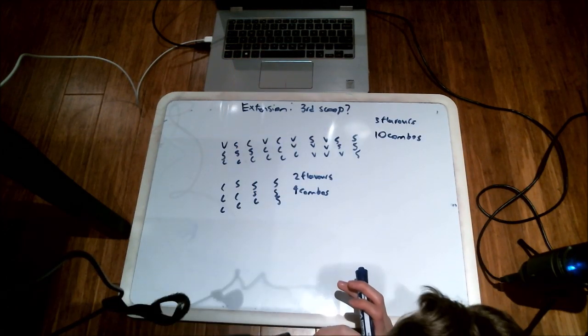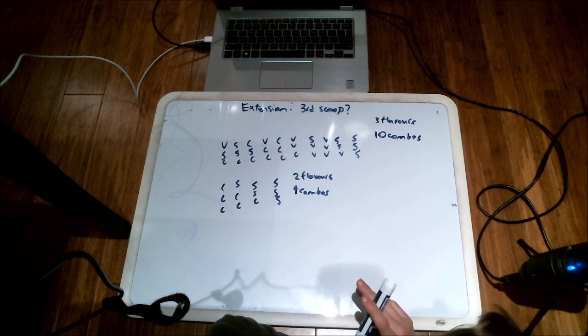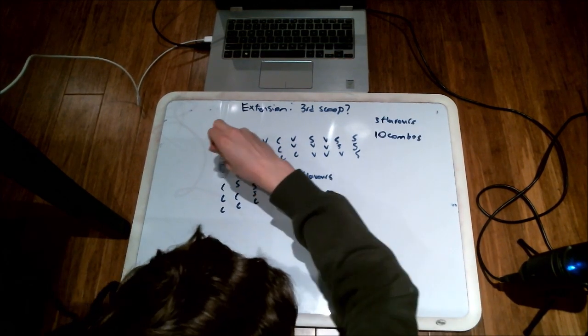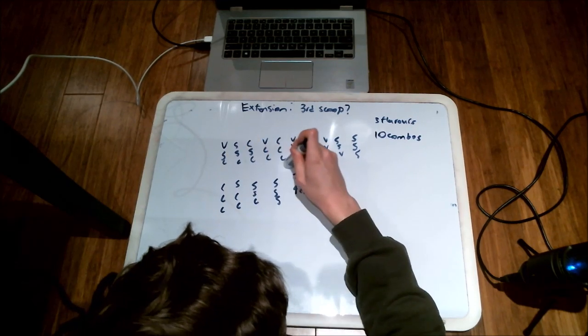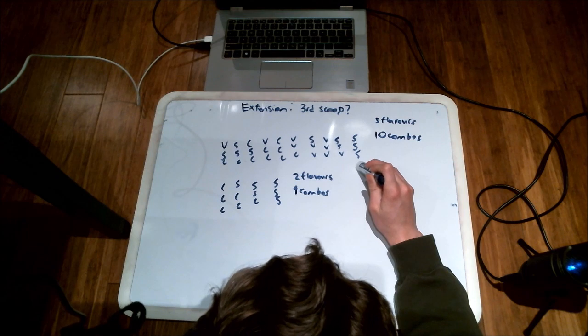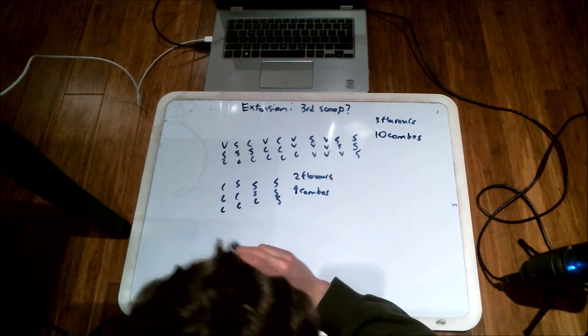So for the extension part of this project, I decided to add a third scoop. And the third scoop was actually really complicated, because just for 3 flavors, it's everything that's up here. So I did every combination possible with chocolate, every combination possible with vanilla and no chocolate, and then every possible combination with strawberry. And I got 10 combinations with only 3 flavors. And when I had 2 flavors, I got 4.